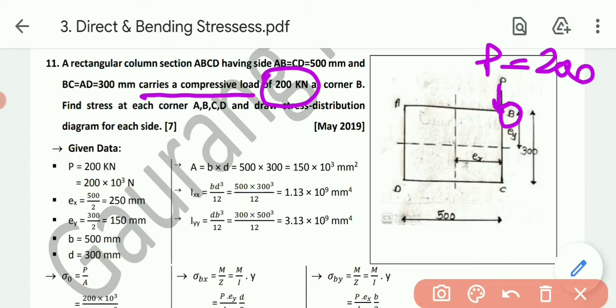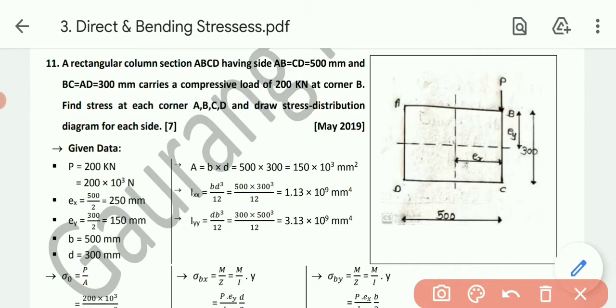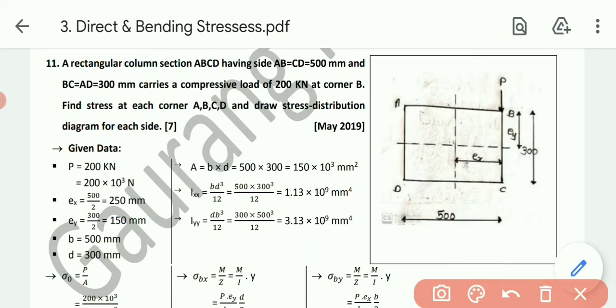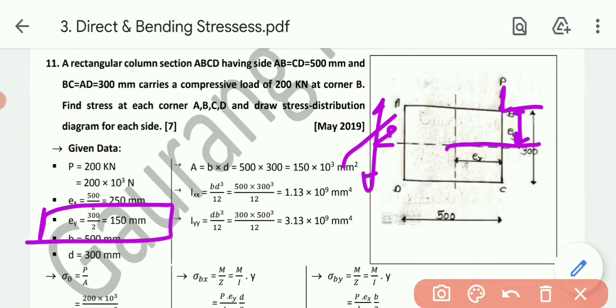Find the stress at each corner A, B, C, D and draw the stress distribution diagram for each side. So we need to calculate stresses at each corner and also draw the diagram. Now as the force is acting at corner B, our horizontal eccentricity Ex will be 500 divided by 2, that is 250. Similarly, talking about Ey, it will be this dimension, the overall dimension divided by 2, so Ey equals 300 divided by 2.